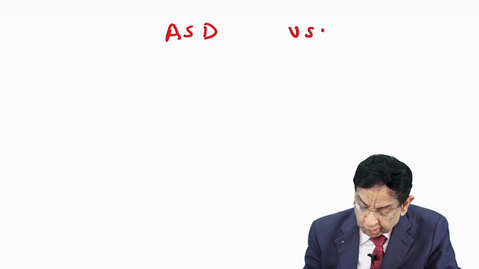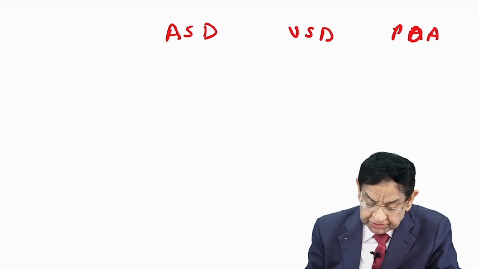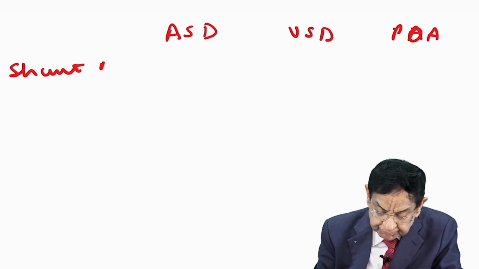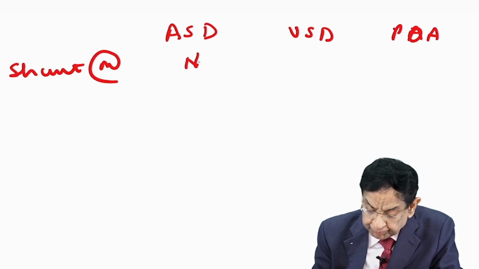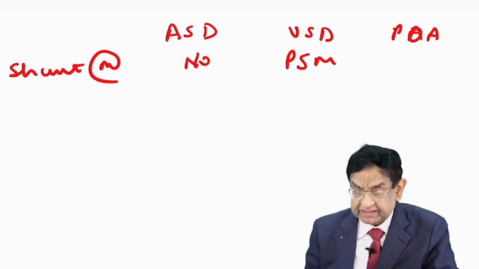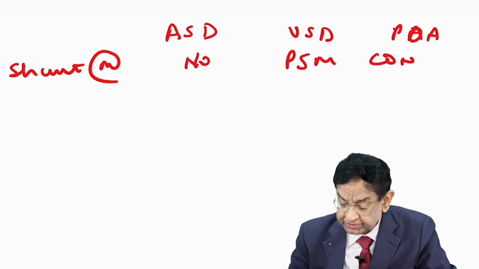So now I give you a lovely, beautiful chart. ASD, VSD, PDA, shunt murmur. No. Pan-systolic murmur. PSM stands for pan-systolic murmur. This is continuous.